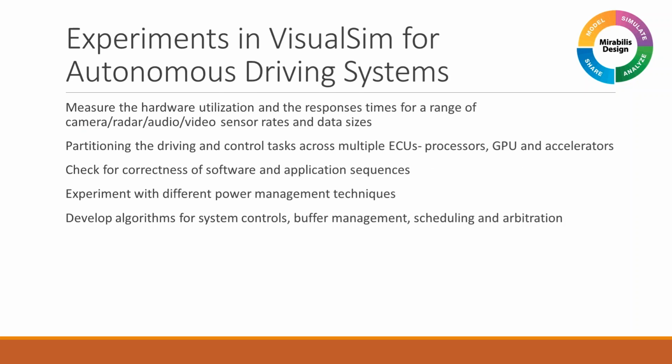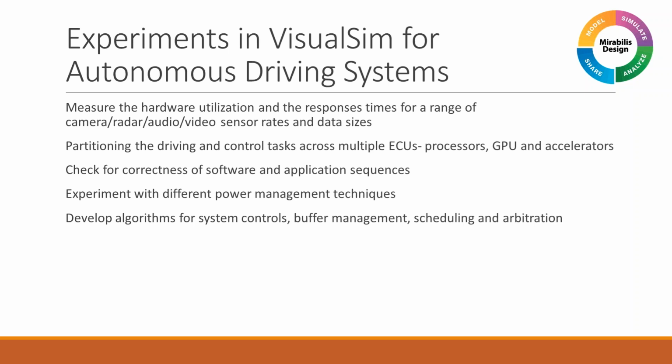Now, what are the types of experiments that you could do in VisualSim? In this particular case, we're really only focusing on 5 experiments, the ones I talked about in the agenda. First, you want to measure the hardware utilization and response time for various combinations of sensor rates and data sizes. The next is you want to partition the drive and control tasks across multiple ECUs, which could contain a combination of processors, GPUs, and accelerators.